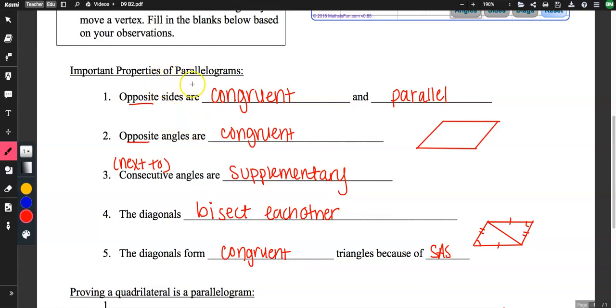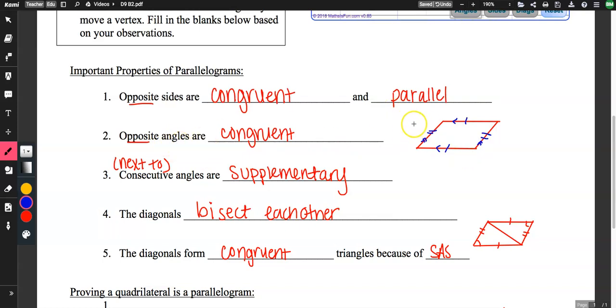So our properties of parallelograms. I'm going to label some on this parallelogram I drew. So if you want to draw in a parallelogram, opposite sides are congruent. So you should have noticed like the measurements, sides across from each other stayed the same. And they're parallel. So these guys are parallel and these guys are parallel. So that helps us work with the angles. Leads right into opposite angles are congruent.